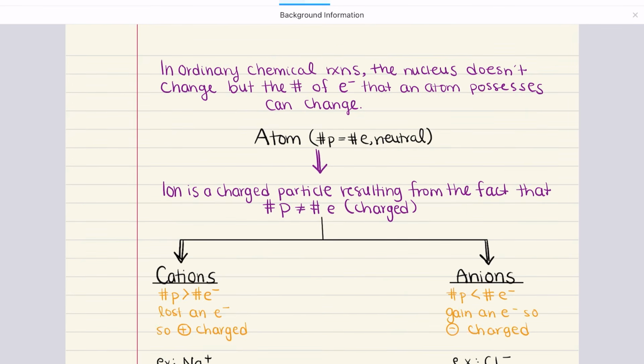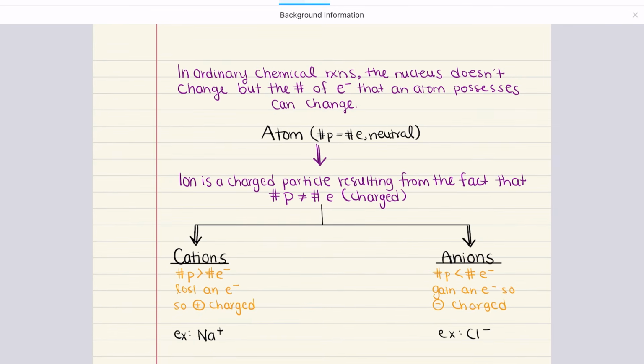Something to remember is that in ordinary reactions, the nucleus does not change, but the number of electrons that an atom possesses can change. And so it's safe to say that the movement of electrons constitutes reactions. And this is going to be a focus of most of our discussions in general chemistry and also in organic chemistry. It's then important to pay close attention to whether a particle is a charged ion or a neutral atom, because an ion possesses properties that are quite different from those of a neutral molecule.